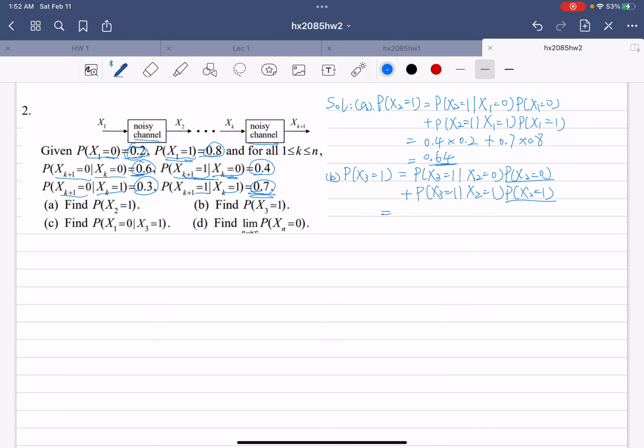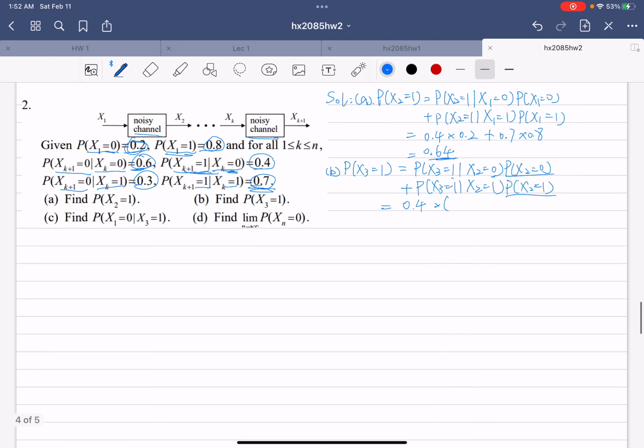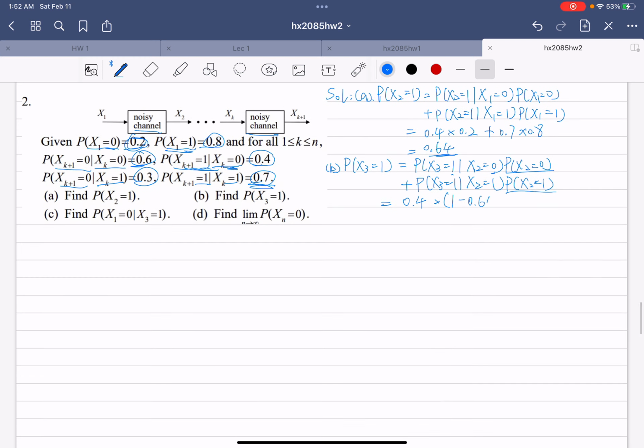so that we get the probability of x3 equals 1 equals, from 0 to 1, which is 0.4, times 1 minus the probability of x2 equals 1, which is 0.64, and plus the probability from 1 to 1, which is 0.7, times 0.64. We can get the result: 0.592.